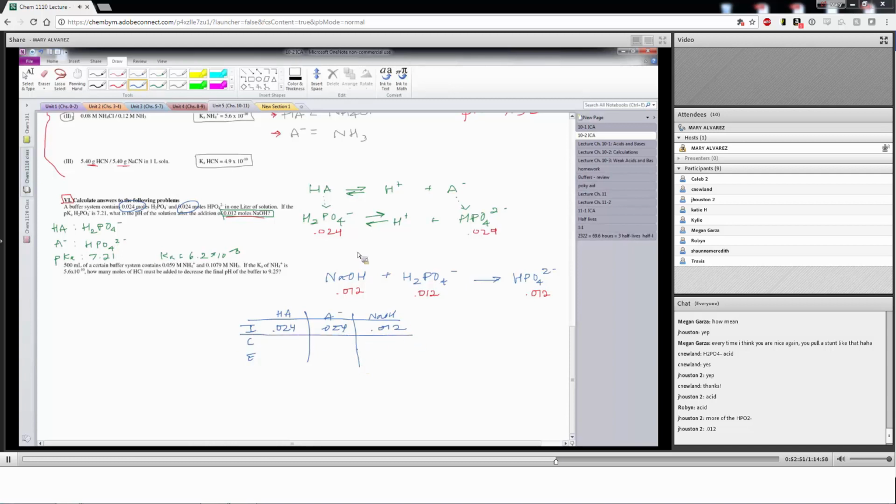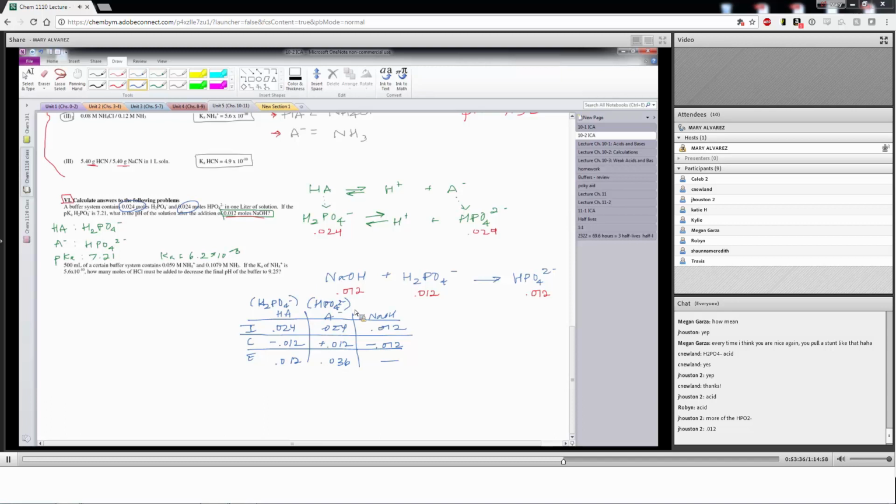And then because we recognize the sodium hydroxide will react with the H2PO4 minus, then we are losing my H2PO4 minus. I'm losing that as I lose the sodium hydroxide as those two react together, and that's going to give me 0.012 moles of that. So in the end, I'll have 0.012 moles of my acid, I'll have 0.036 moles of my conjugate base, and I have no more sodium hydroxide left in solution. Okay, and just as a reminder, this is H2PO4 minus, and this is HPO4 2 minus.